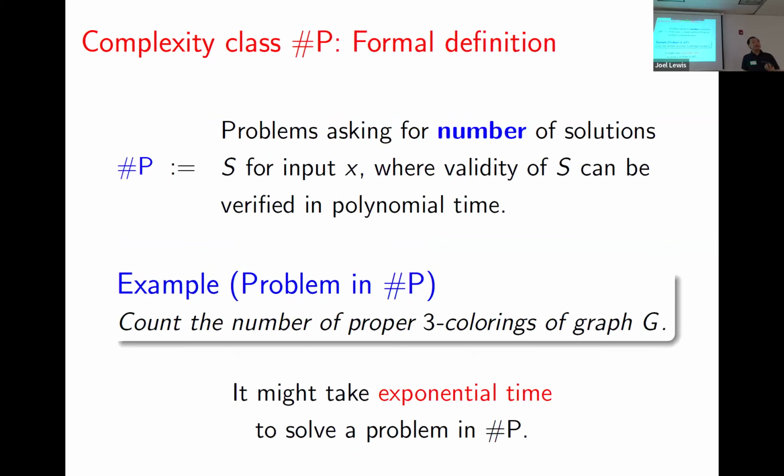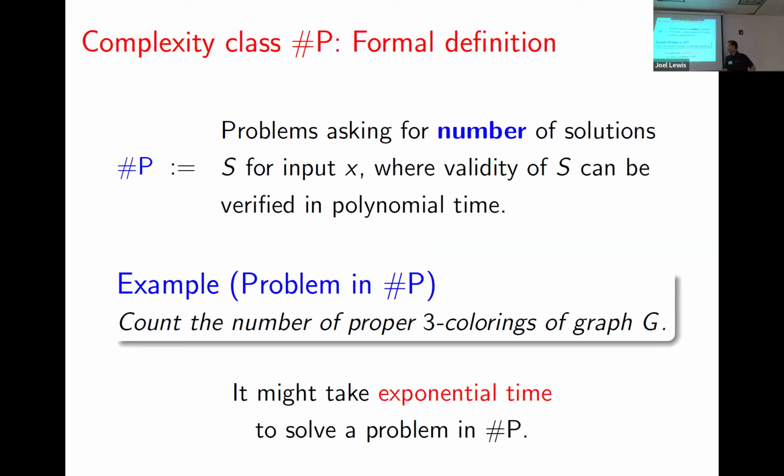In this case, sharp P will be the counting version of NP. So instead of asking if there exists a solution or not, now you're asking for the number of solutions. In particular, if the number is 0, then the answer is no. If the number is greater than or equal to 1, then the answer is yes.